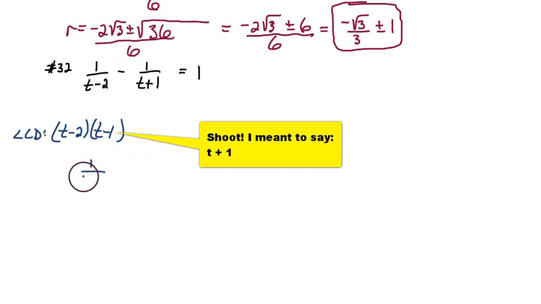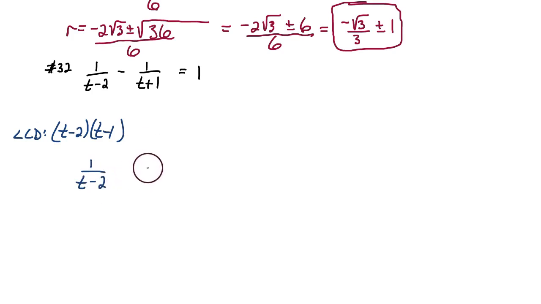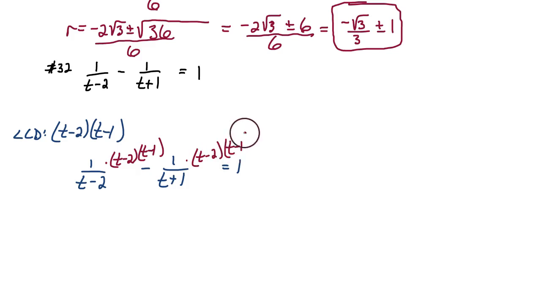We have our 1 over t minus 2, and then subtract 1 over t plus 1, and that's equal to 1. And I left some space here because I know that I want to times by this rather long thing. So let's times the first fraction by the LCD. Let's times the second one by the LCD. And times the 1 by the LCD.